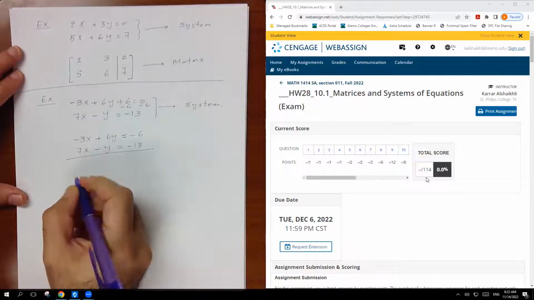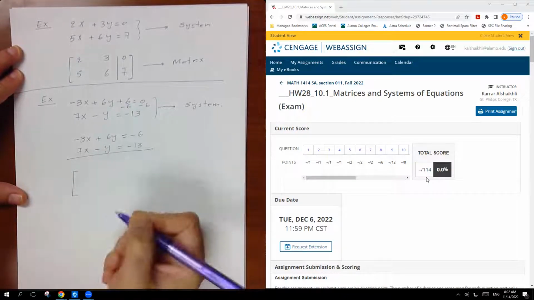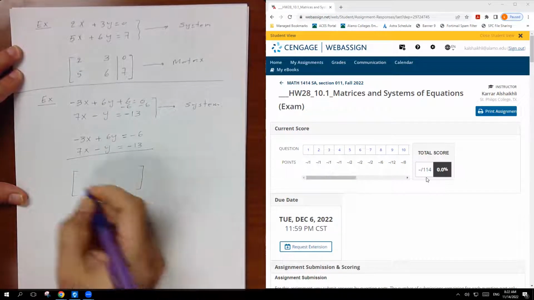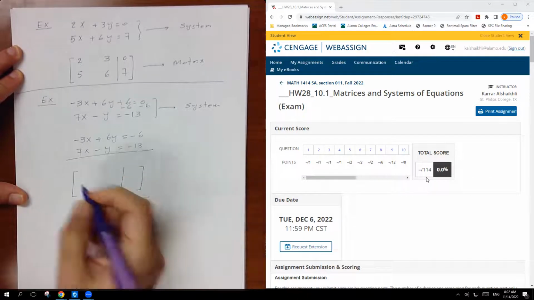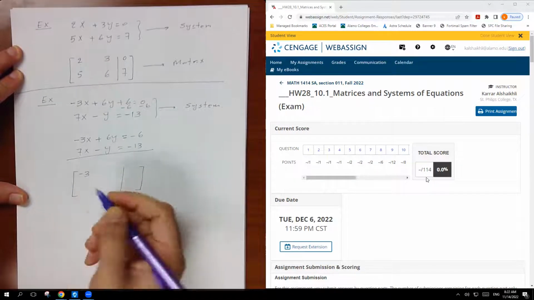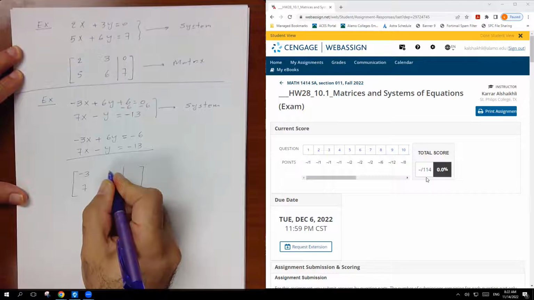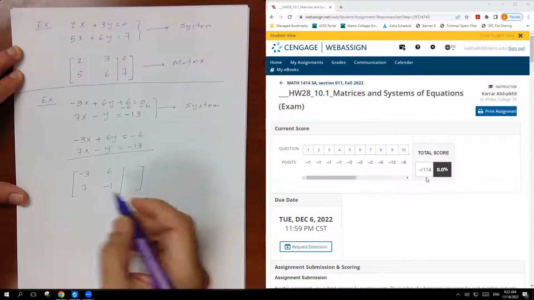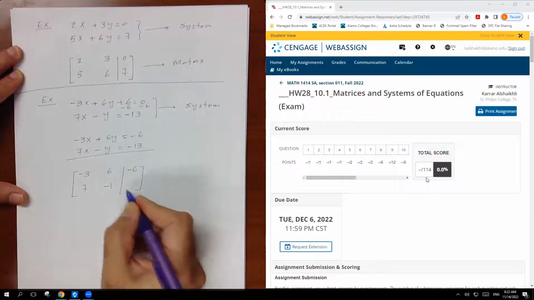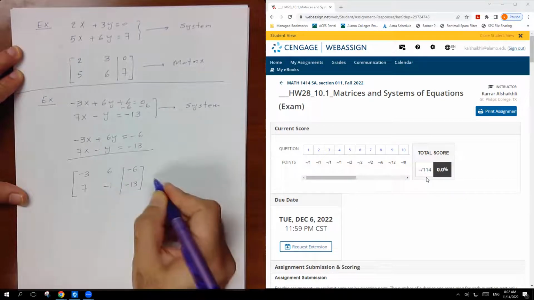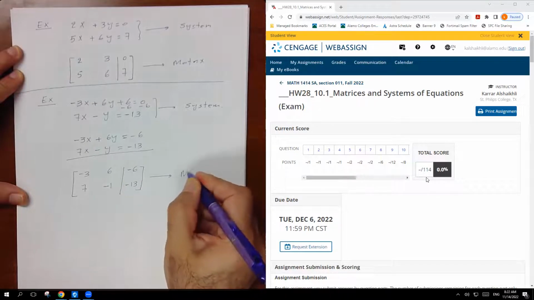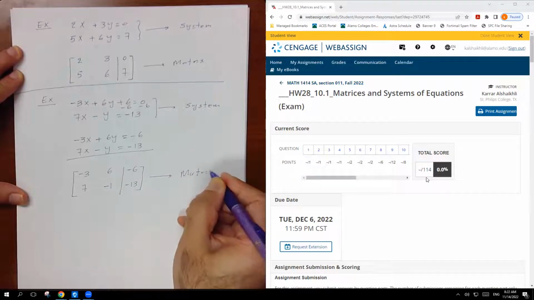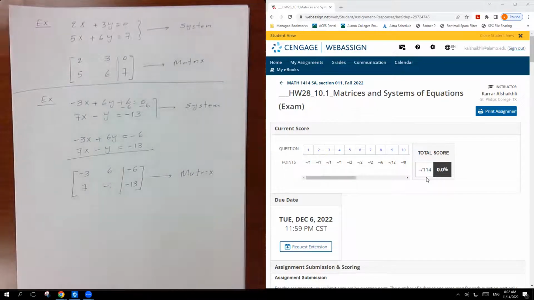Now we write down the augmented matrix, with the equal sign here. I'm going to write down the coefficients: negative 3, 7, and 6, negative 1, since it's negative 1y. Here is negative 6 and negative 13. So this one is the matrix. That's it for this example. This is called an augmented matrix.